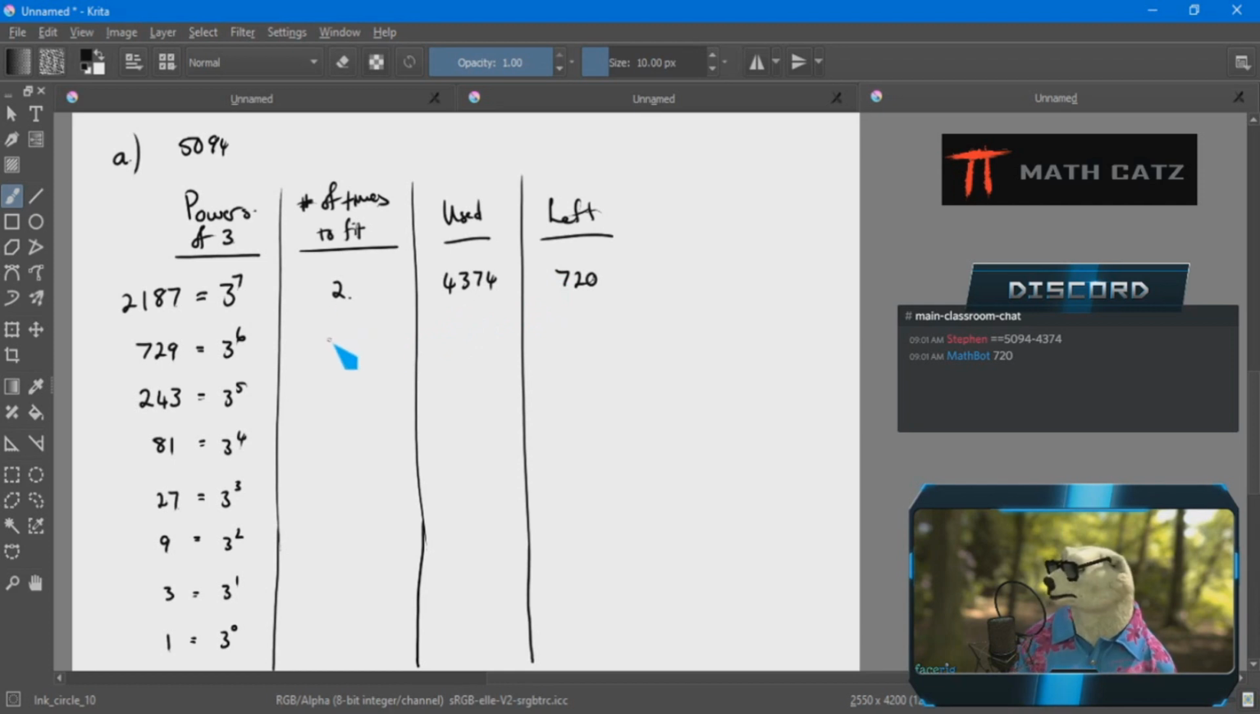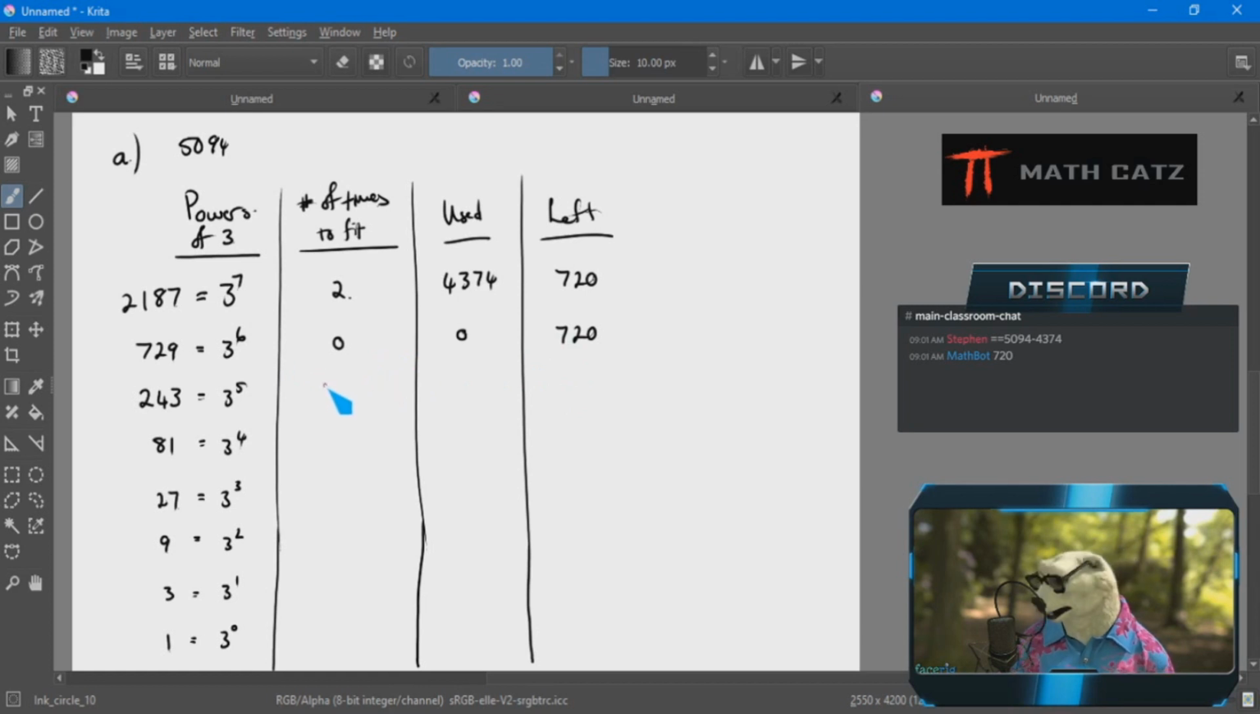Anyway, so I have 720 left. My next group size is 729. Obviously that cannot fit. It's close, but it cannot. I've used none of it. I still have 720 left. That's okay. I just need to keep track of it.